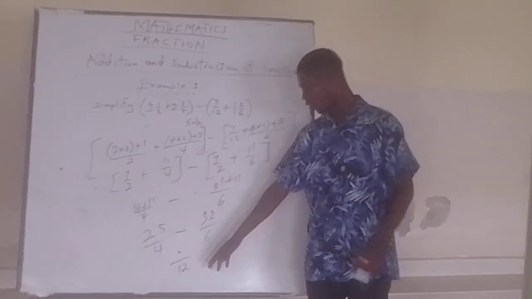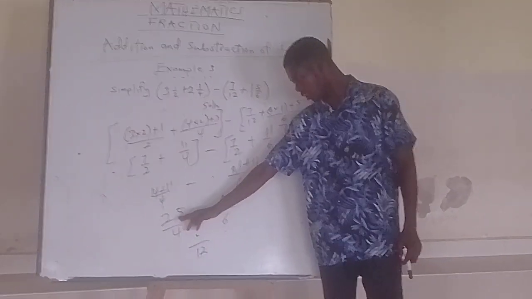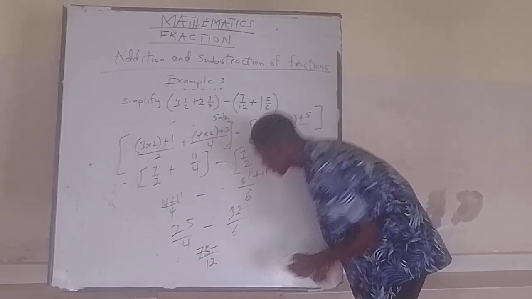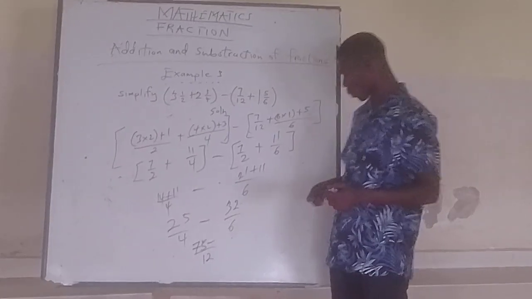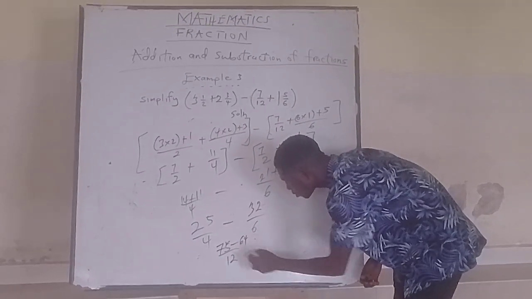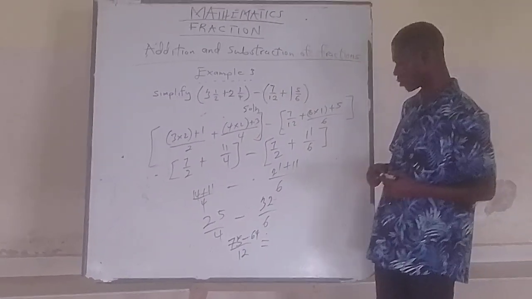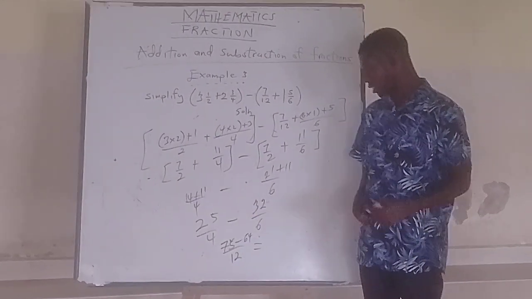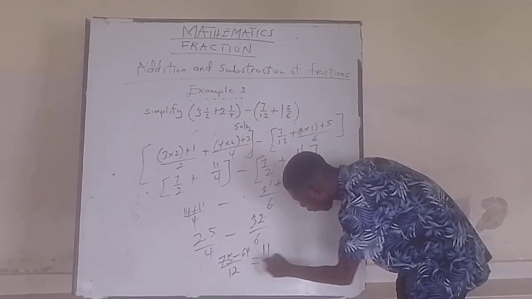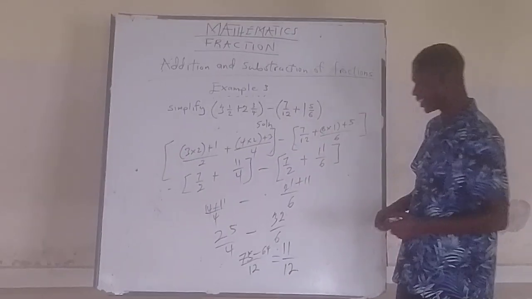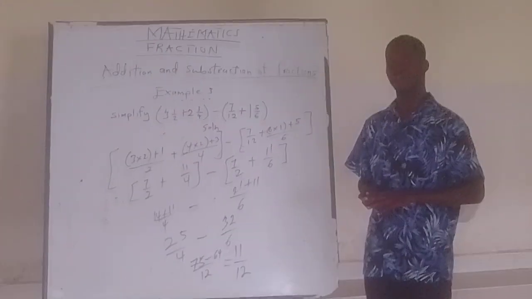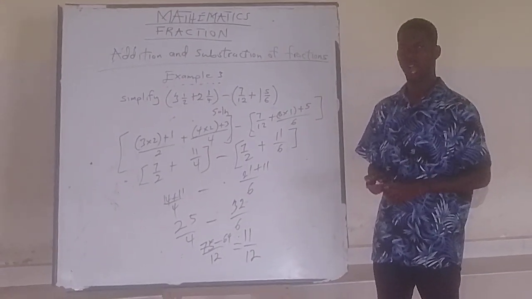4 going into 12 three times, 3 times 25 is 75, minus 6 going into 12 two times, 2 times 32 is 64. And we can do the subtraction. So 64 from 75, we get 11. So it's 11 over 12. That's the final answer for this question. I hope it is not difficult.